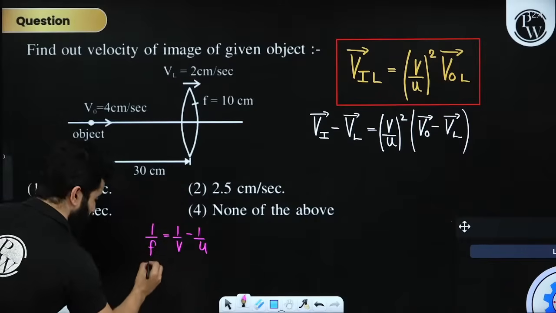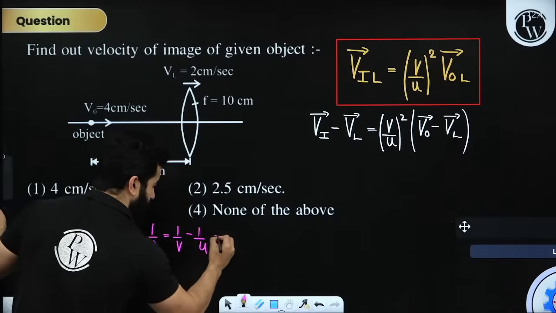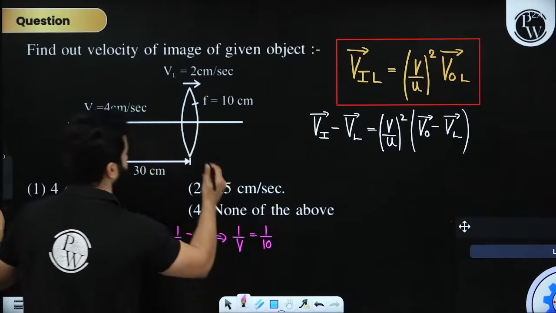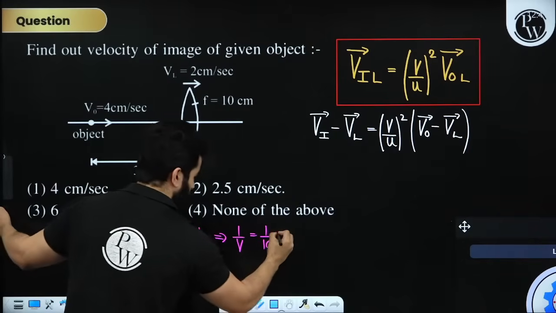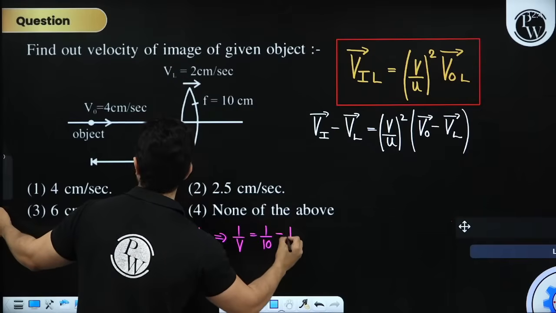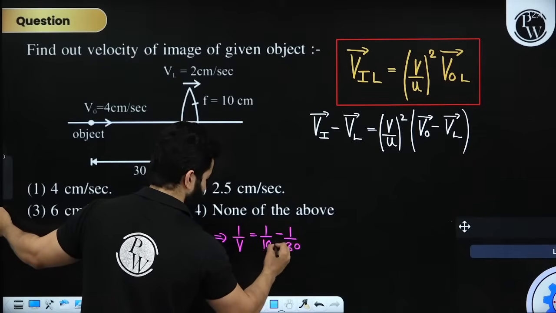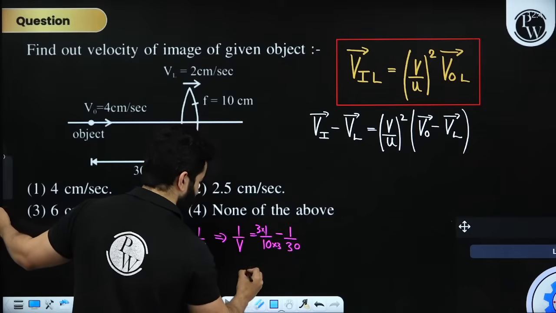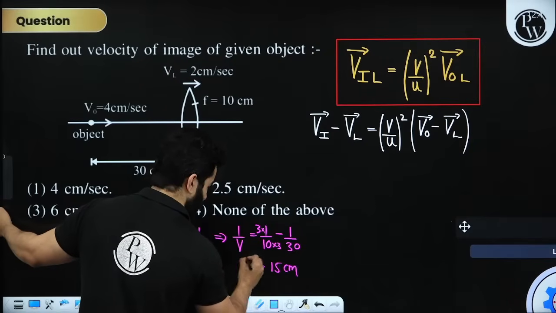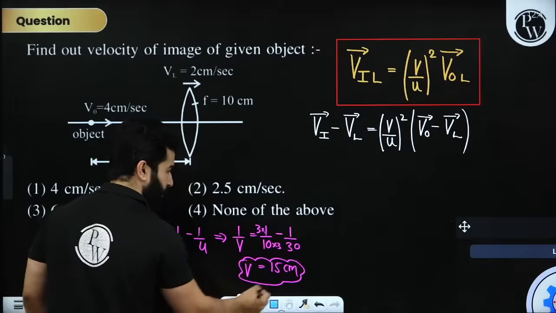So focal length is going to be plus 10. We wanted to find out v. So 1 upon v will be equal to 1 upon 10, that is focal length, minus 1 upon u. Object distance will be negative. So object distance is minus 30. That means v will come out to be 30 divided by 2, that is plus 15 centimeter. Hopefully this is absolutely clear to you.